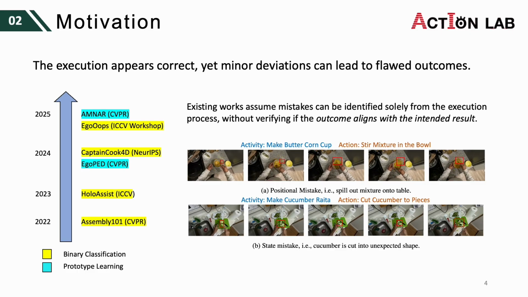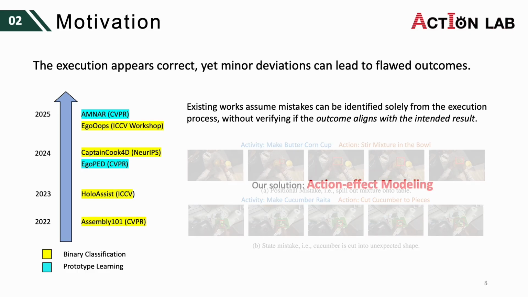Existing methods mainly determine mistakes from the execution process itself. They focus on motion patterns or action representations, but often ignore whether the final outcome is actually correct. However, in many cases, the execution may look reasonable while the resulting object state or spatial arrangement is wrong. That is the core limitation we want to address.